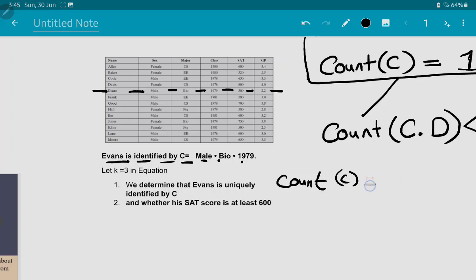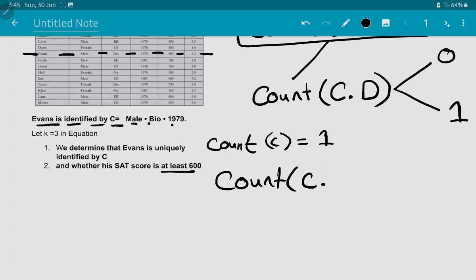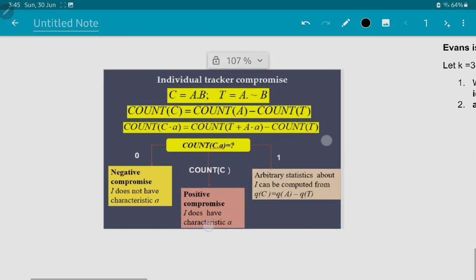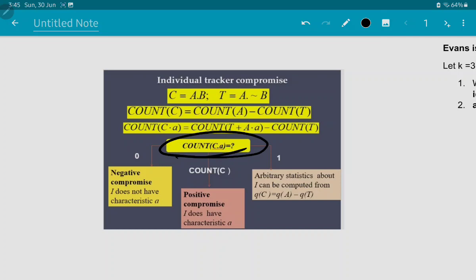But if count C was equal to 1, then you will need to do a count of C and D, and then prove that his SAT score is greater than or equal to 600. If it is 0, then his SAT score is lower. If it is 1, then it is true. And refer to the previous video where we explain how to answer this question. I'd like to show you this image again for your C and A to work.